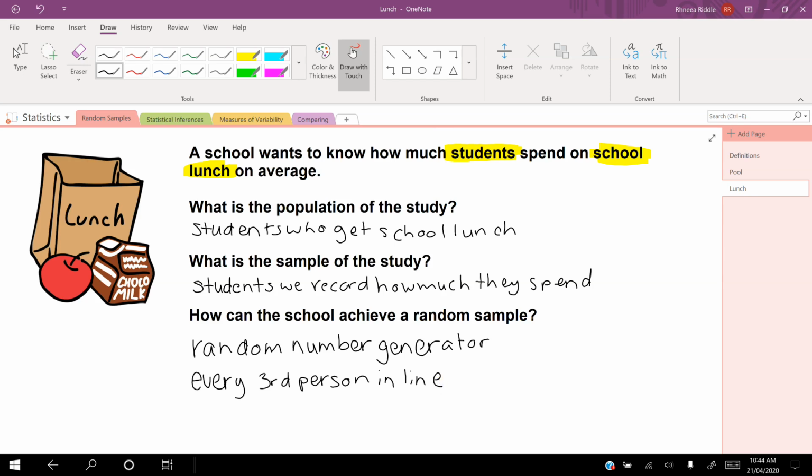And many other different ways, because this question doesn't have an obvious answer. There are multiple different solutions to how the school can achieve a random sample. So if you have an idea that wasn't mentioned, feel free to leave it in the comments below.